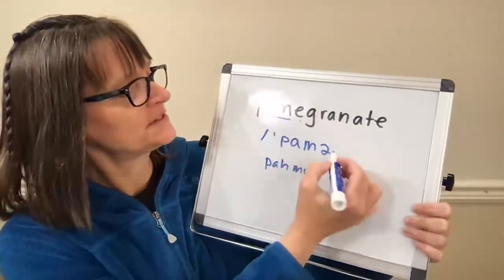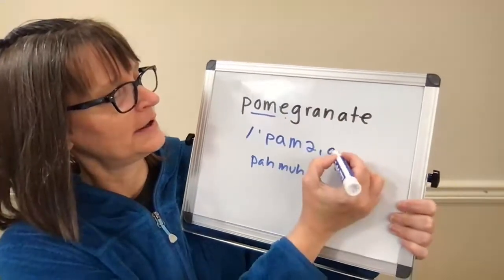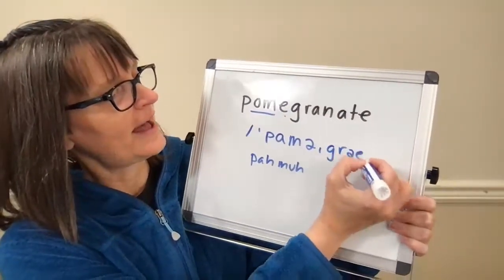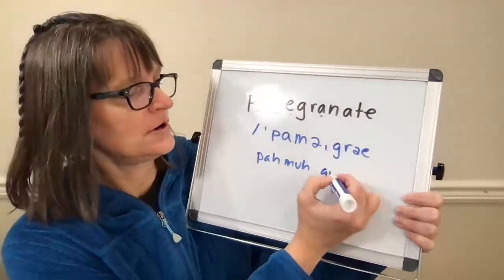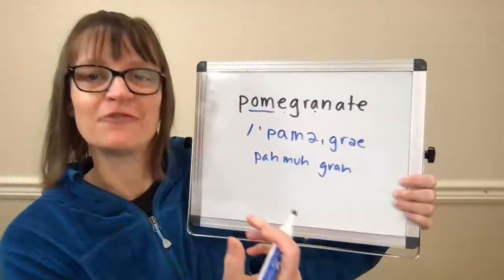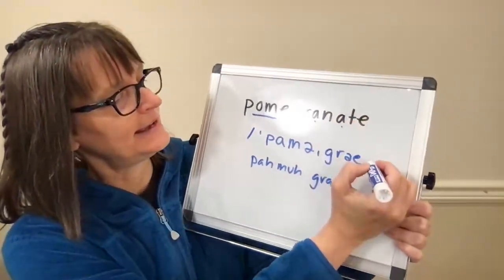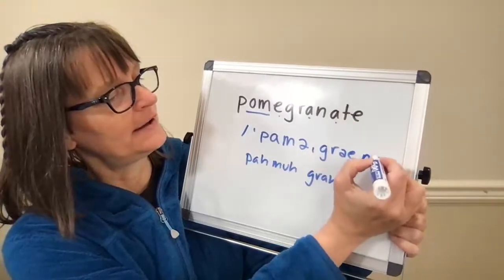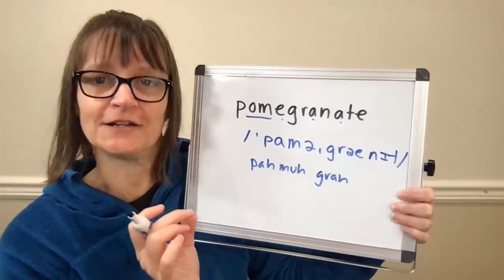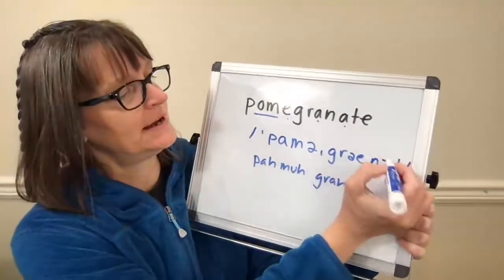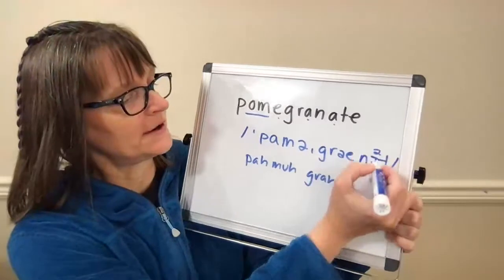Then we're going to have some secondary stress on the granite part. So we have our letter A saying our ah vowel like black cat, or like the word GRAN for grandma. And then lastly, the last A is going to have a really reduced vowel. So it's either going to sound like it or ut, pomegranate. I think I say it more with an it, but you could also use a vowel schwa there.